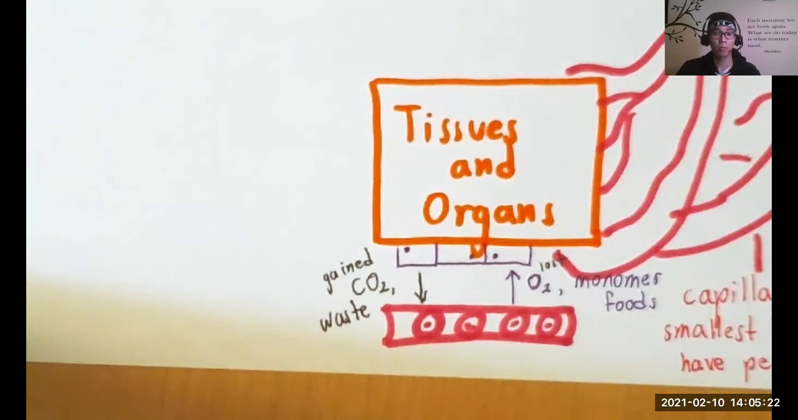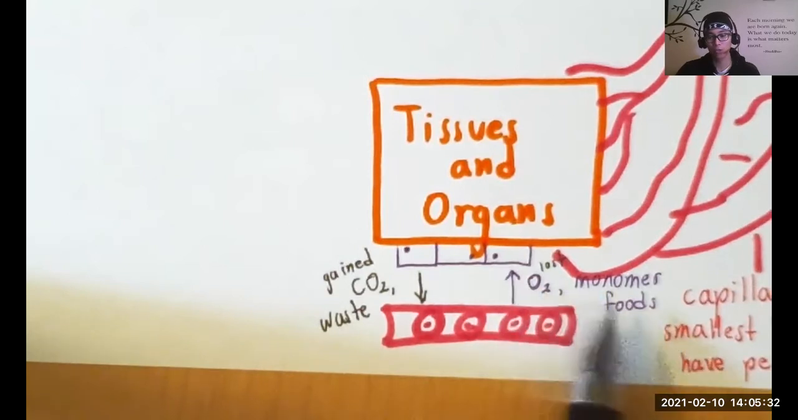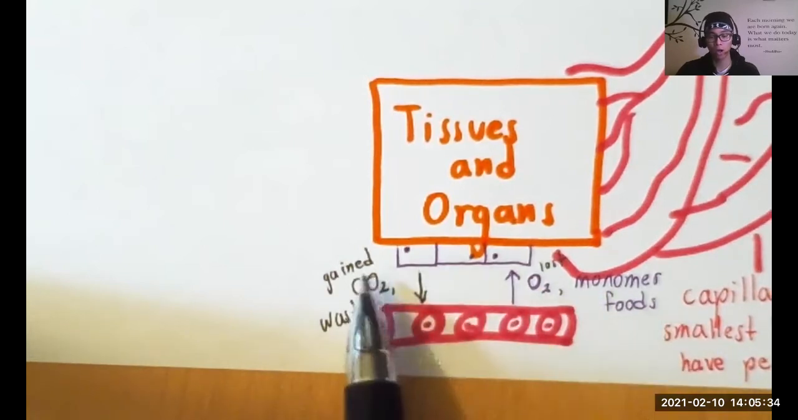Now I'm going to flip it. All right, so don't get confused. If the first part made sense to you, great. I'm going to flip it. From the perspective of the cells, you gained O2 and food, and you lost CO2 and waste. So it's just flip-flopping. I always like it from the perspective of the blood. I think it's easier to understand.